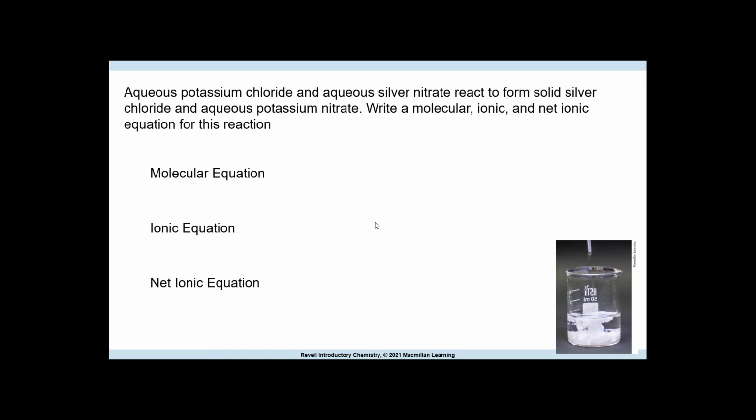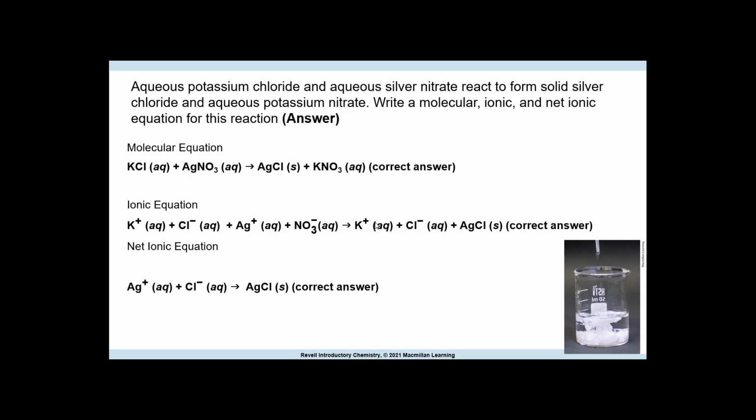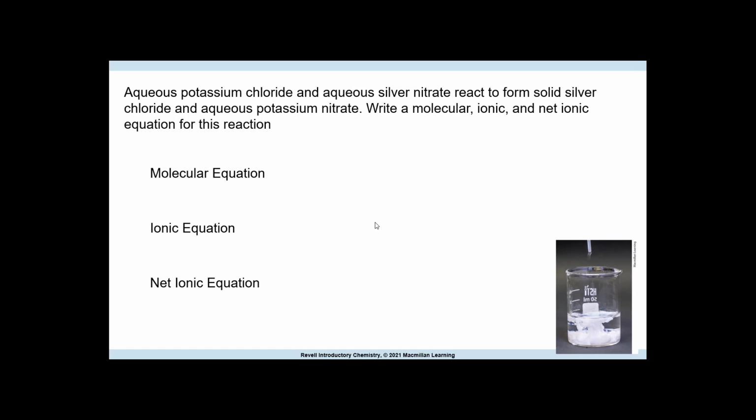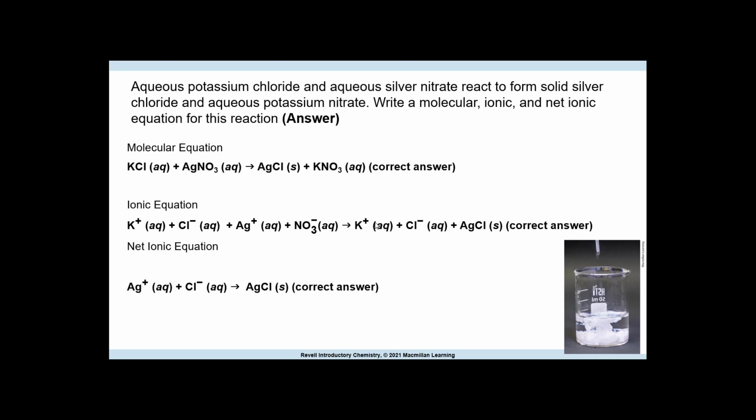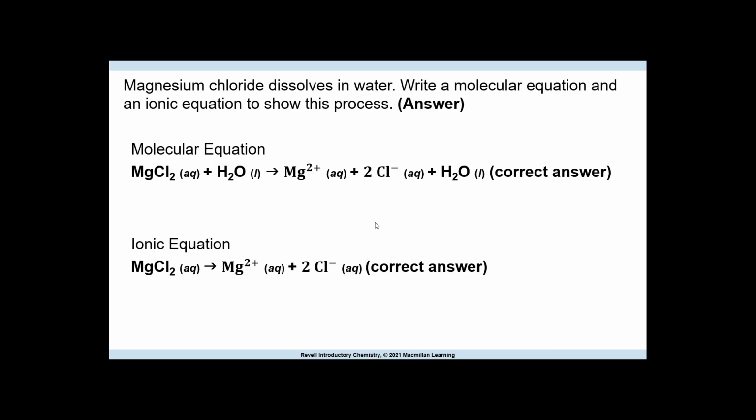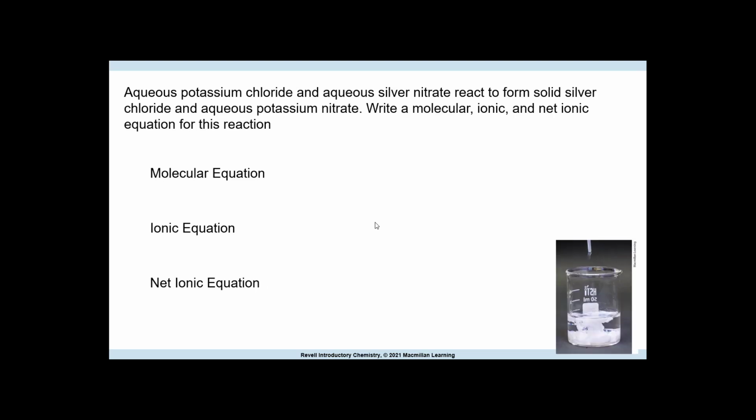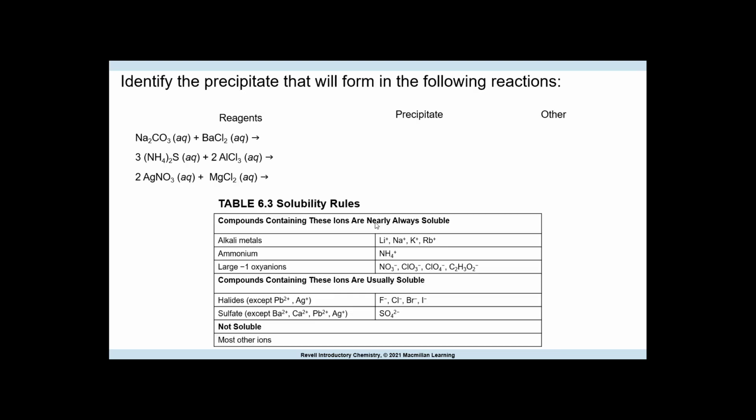Okay, so aqueous potassium chloride and aqueous silver nitrate react to form a solid silver chloride and aqueous potassium nitrate. Write a molecular, ionic, and net ionic for this. So I'm just going to put this out here for you. I would suggest you look at this slide first, try to put it together, and then compare it and see if you match up with what it is here. I believe this is one of my own slides, so this one is not. This one came with it. I don't like this one. If I had really paid attention, I would have fixed this. This one seems to match more of what I would do.